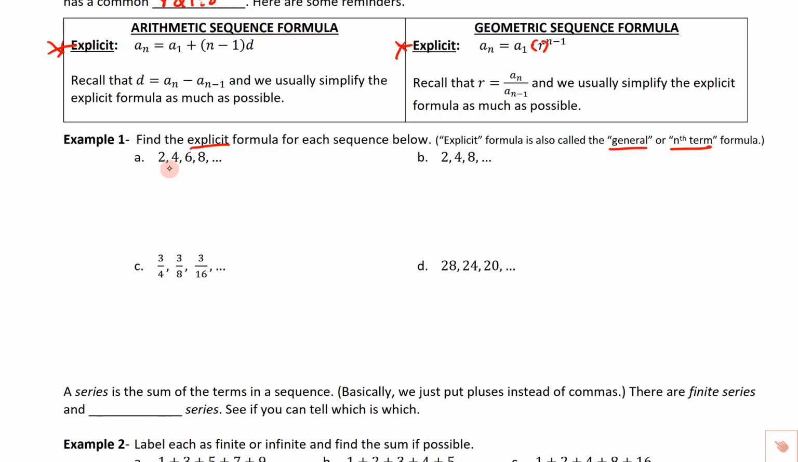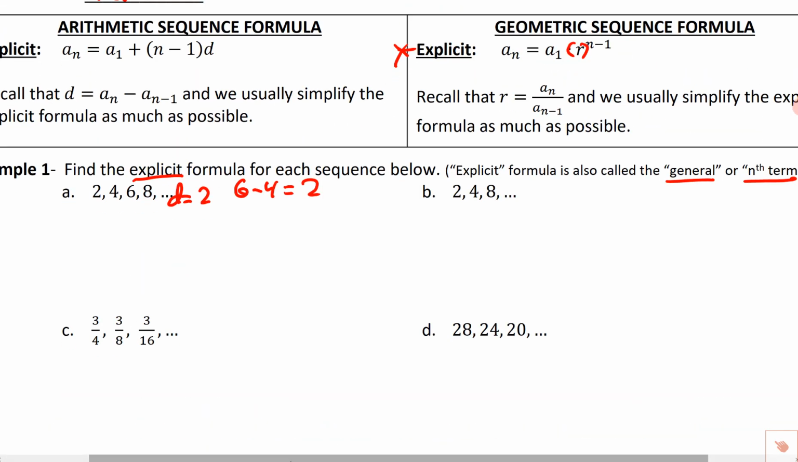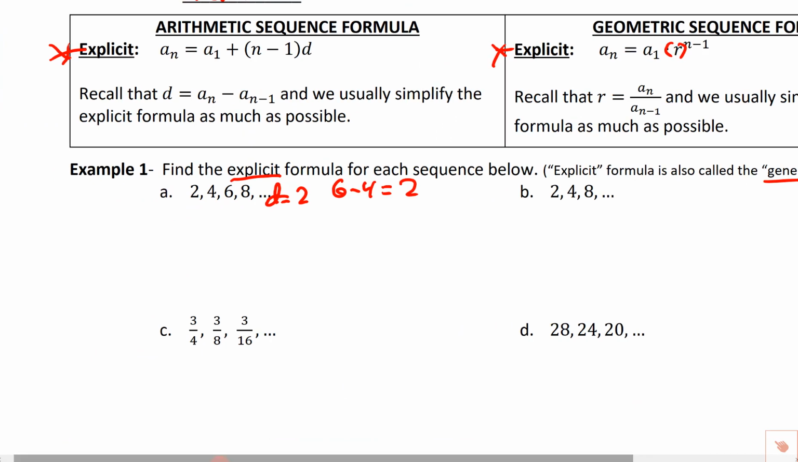So here's the deal on this one. You might recognize this. This is the one from up above. We've got 2, we've got 4, we've got 6, we've got 8. If you take any term, like let's say I take 6, and I subtract the one before it, I get a 2. The difference between any one of these is 2, so I'm going to write d equals 2. And I'm going to shrink this down just a little bit, or blow this up just a little bit so we can see.